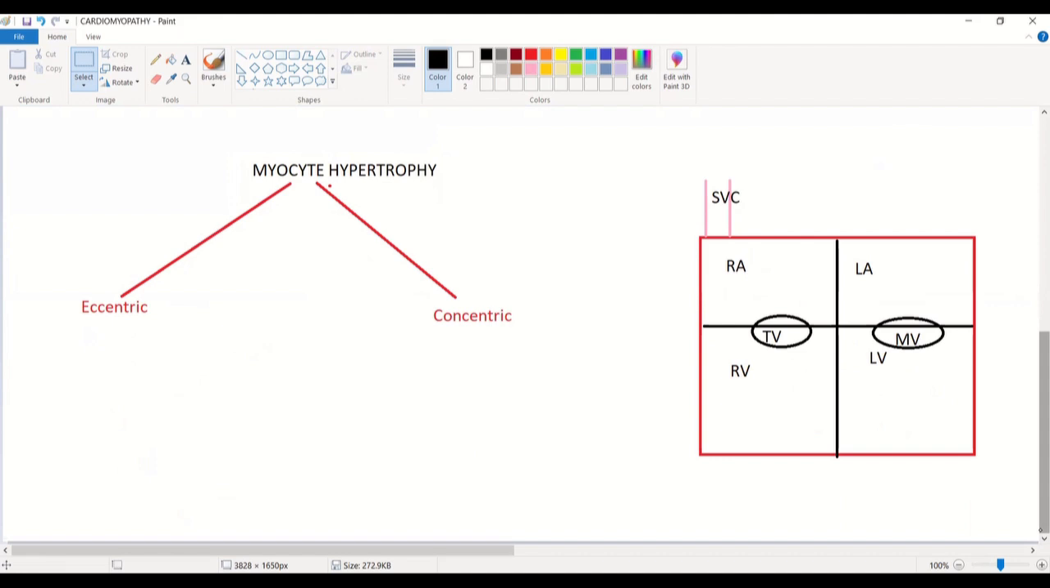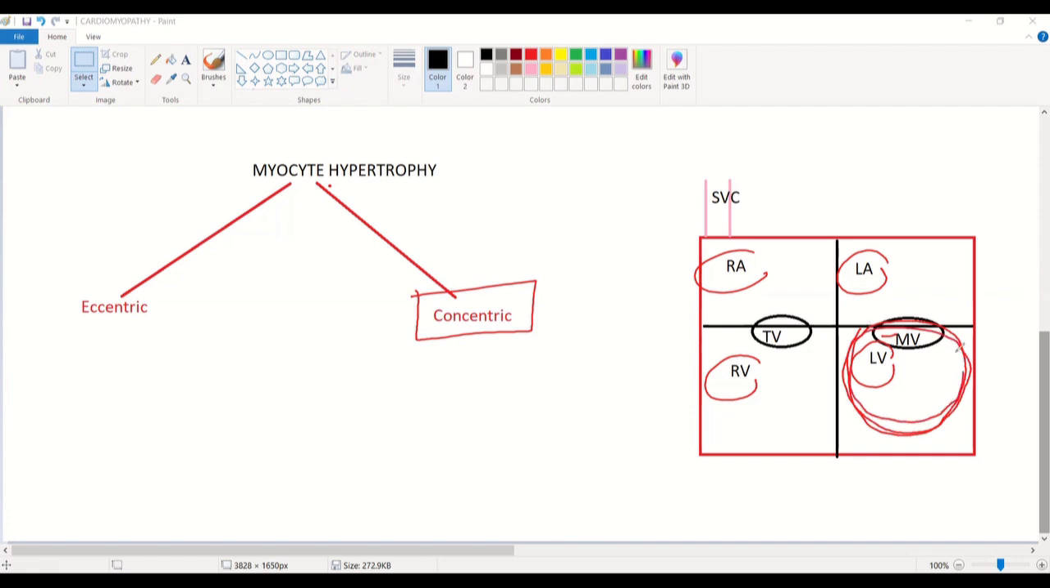So this is our left ventricle, right ventricle, left atrium, right atrium. This is the mitral valve. This is the superior vena cava. Okay. So the hypertrophic cardiomyopathy is basically due to concentric hypertrophy. What the concentric hypertrophy will do is reduce the size of the ventricle cavity, right? Ventricle cavity size is reduced. What about the thickness? Thickness is increased.